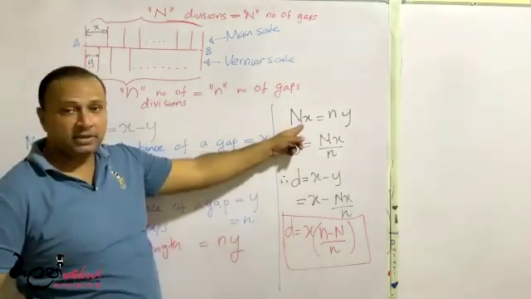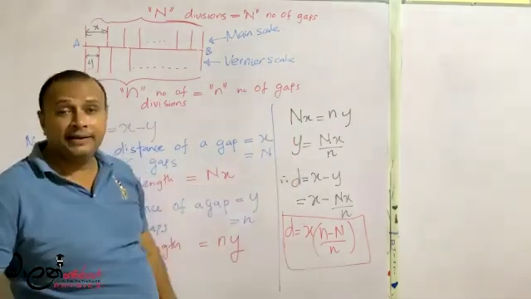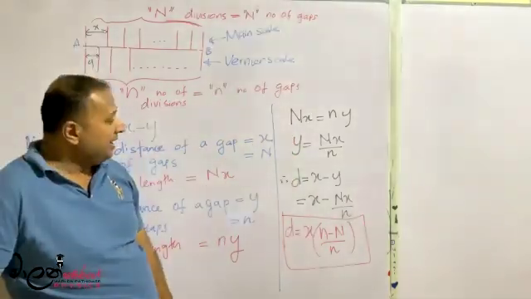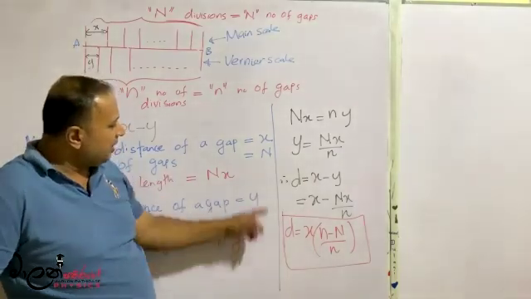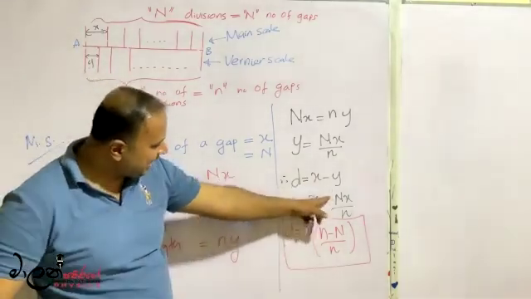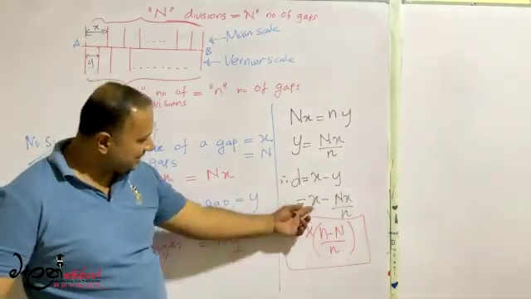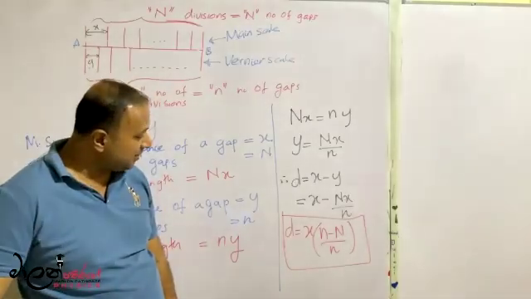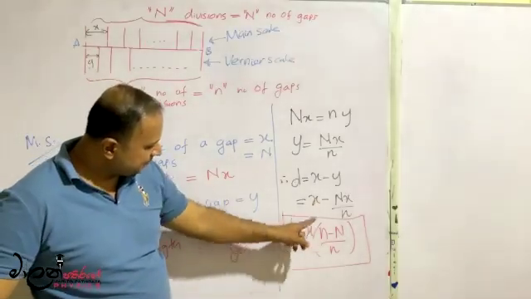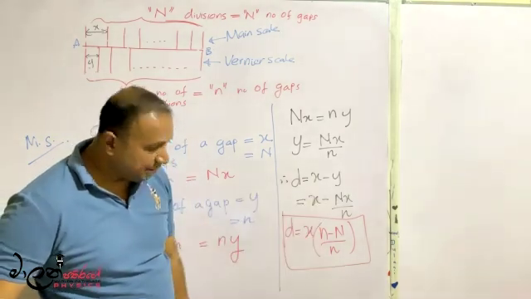That's why I equate this way. From that, I can make y the subject and find y. Then d is equal to x minus y. If I take x as a common factor, that is x times (simple n minus capital N) over simple n.